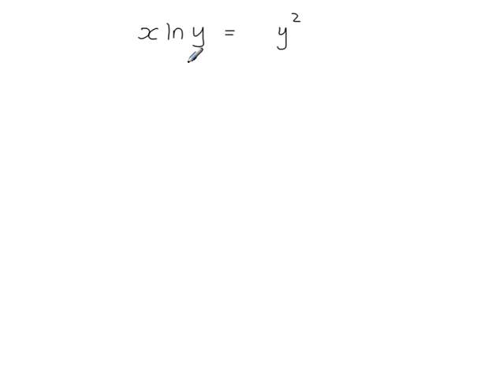Differentiating x ln y equals y squared with respect to x. So differentiate each term with respect to x. The right hand side is simple. These two are different. You've got x, we've got y, so differentiate the y squared to give 2y, and then you just multiply by dy by dx.